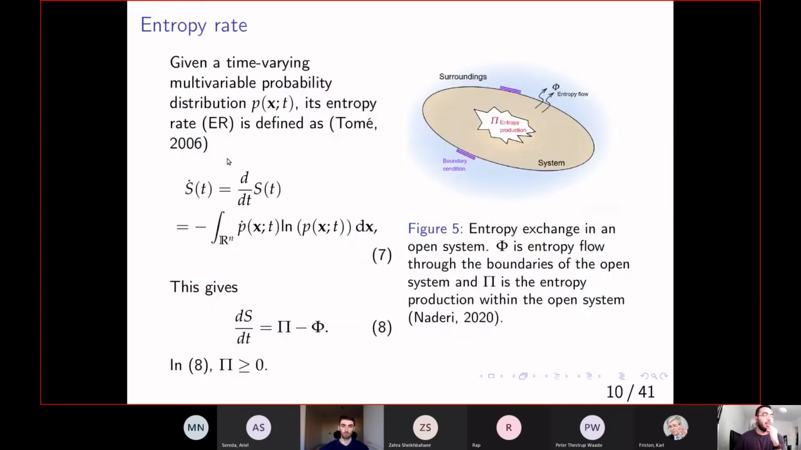So we can also think about computing entropy rate, which is the time derivative of entropy. So we can see the trend of change of entropy in the stochastic processes. And well, that entropy rate is computed by equation 7, and that usually gives me equation 8, which is a subtraction of a positive definite term called entropy production, this pi here, and a positive or negative term called entropy flow. Entropy flow is what is exchanged from the system to the environment, and entropy production is what the system produces itself. Okay.